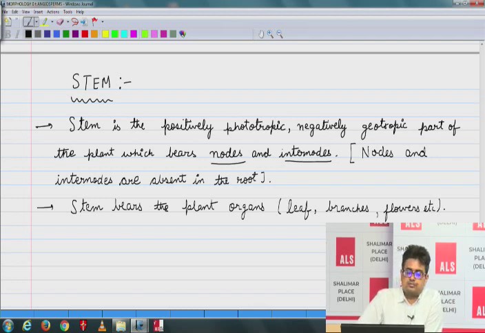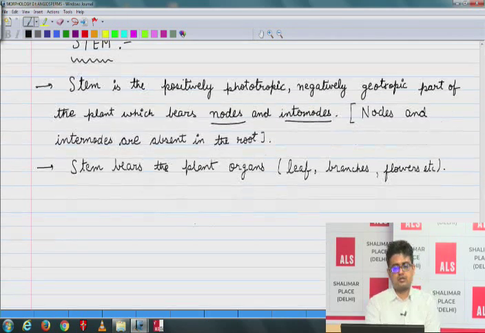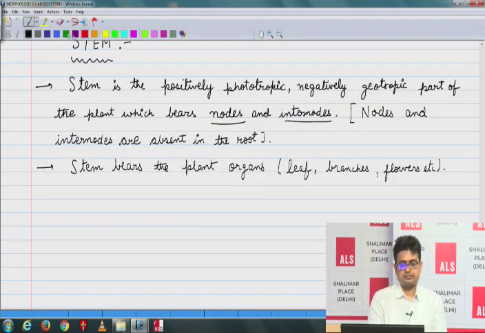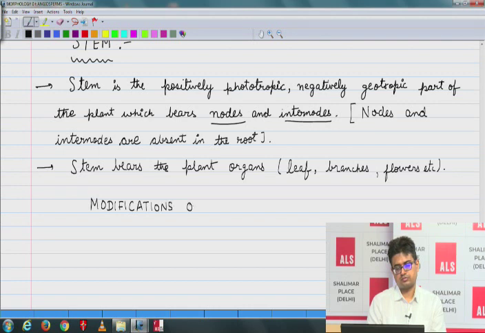This is about stem. Now, stem regions, shoot apical meristem we are not going to cover. Instead of that, we are going to straight away study about the modifications of stem. Let us write about modifications of stem.